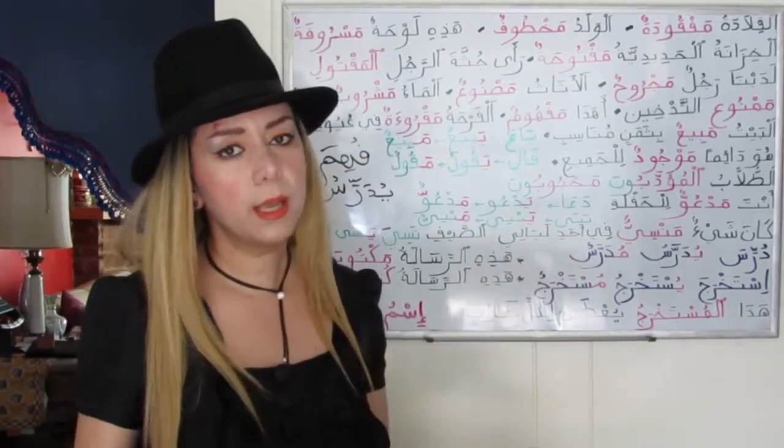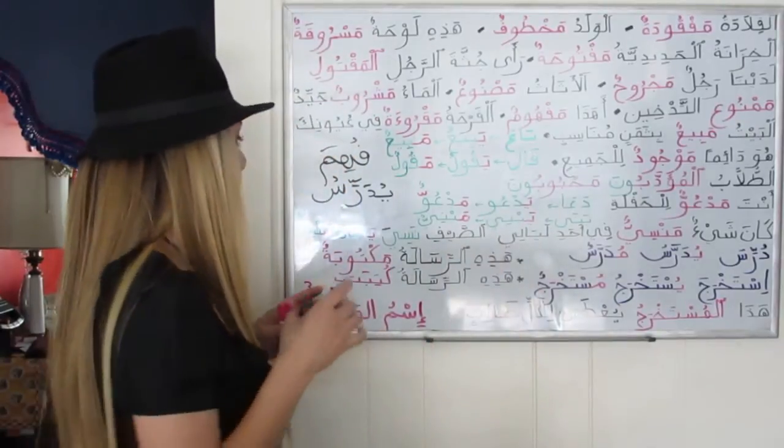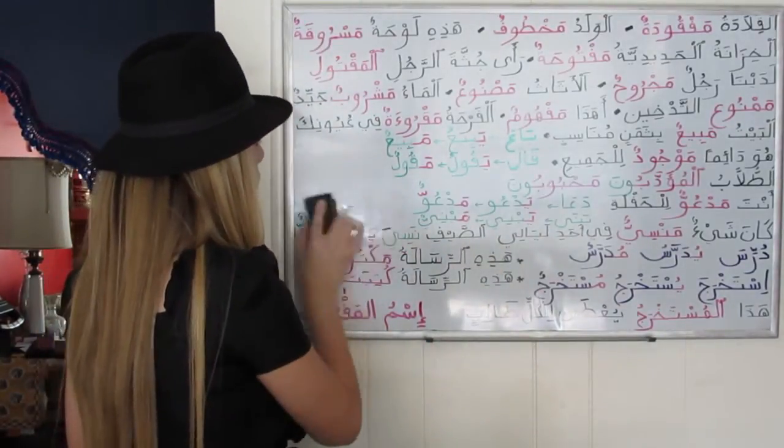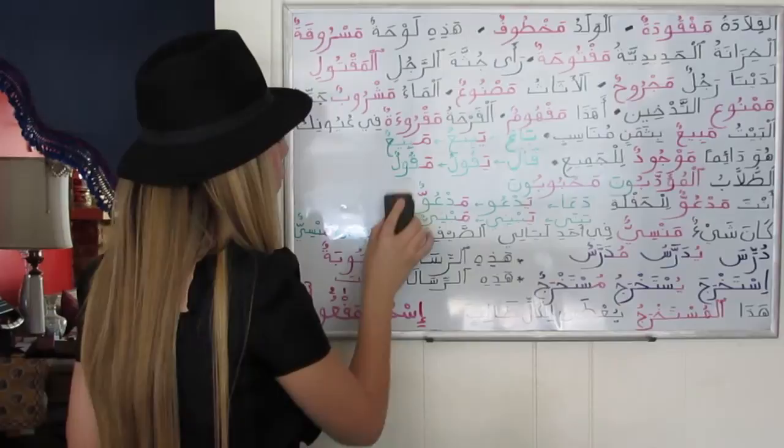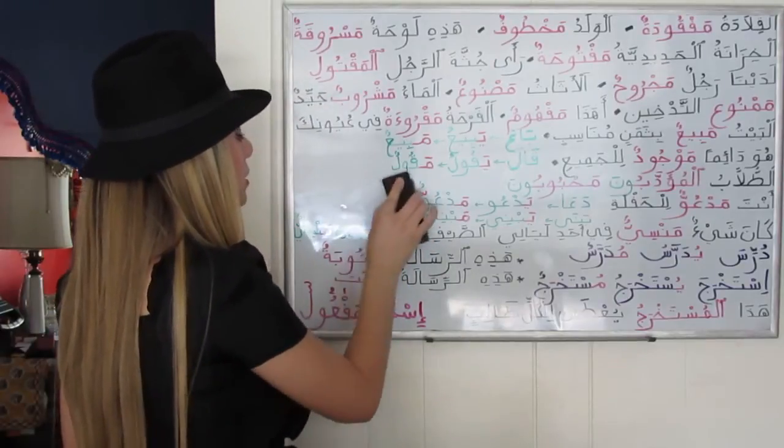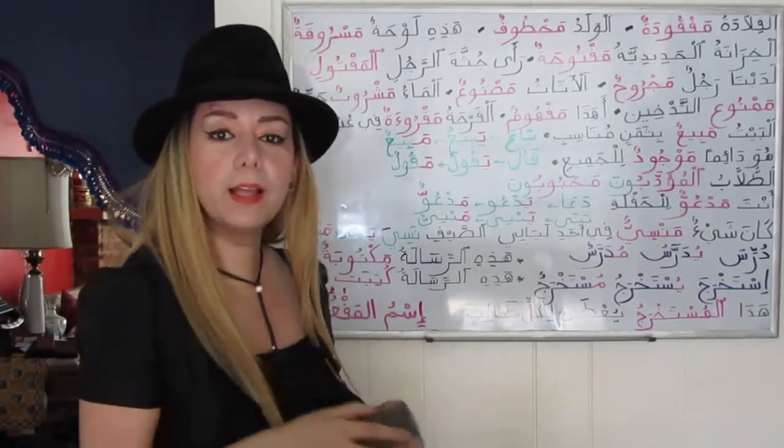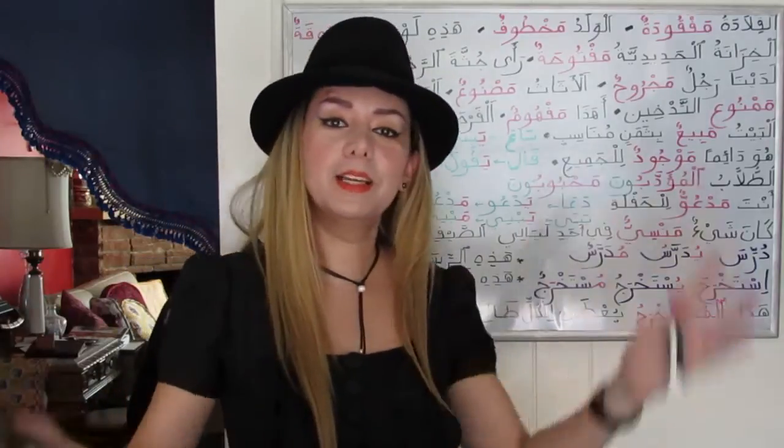So the passive participles of derived verbs take regular sound plurals, as I mentioned, in the same way the active participles of these same verbs do. And we always have some exceptions. Always, always. There is never one rule. There is one rule and a million exceptions.